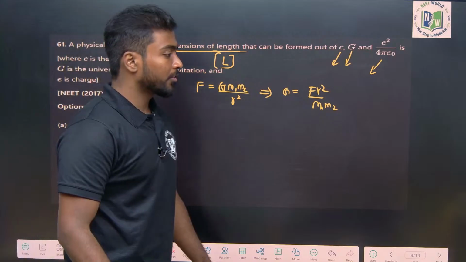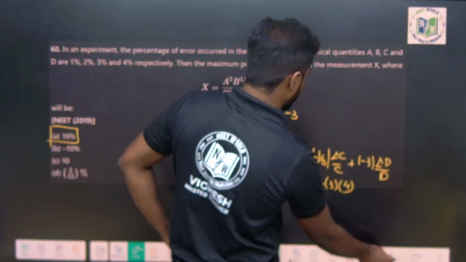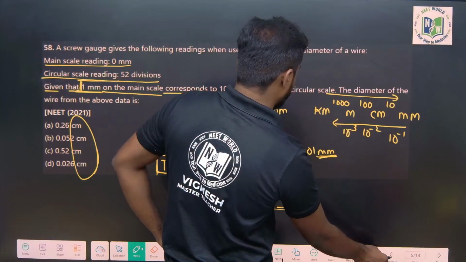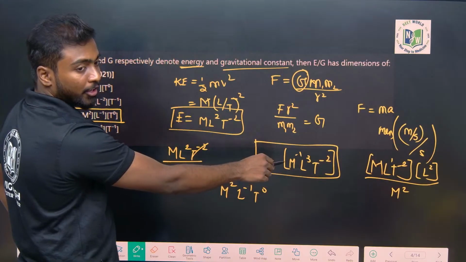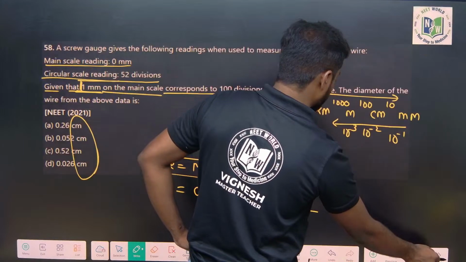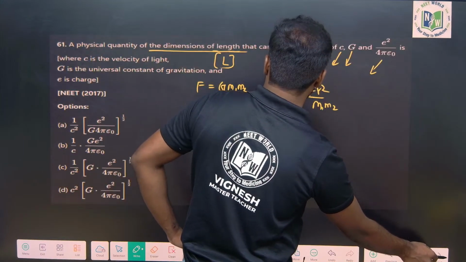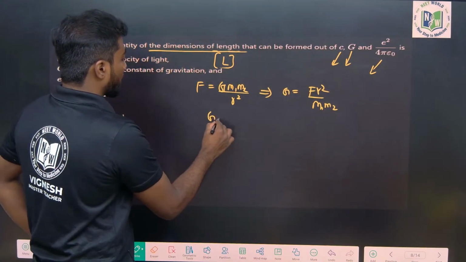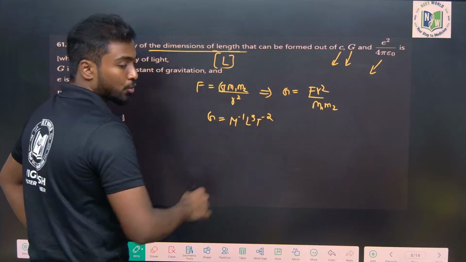Okay, see, listen. M power minus 1 L cube T power minus 2. Okay, now say G is equal to M power minus 1 L cube T power minus 2.